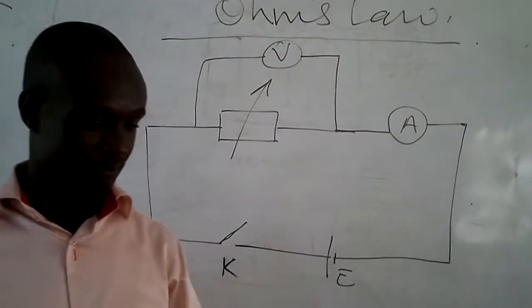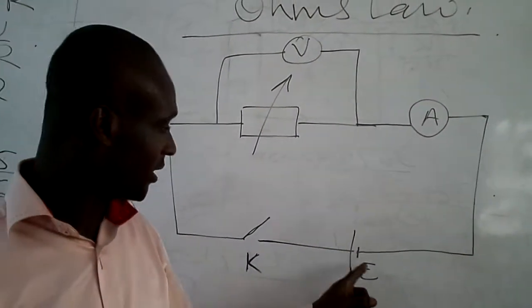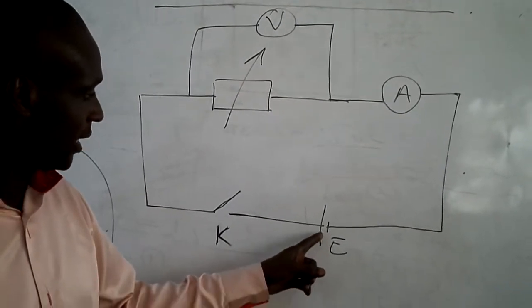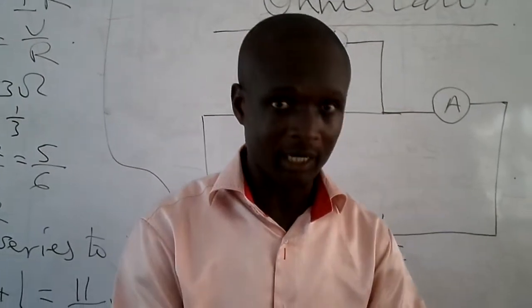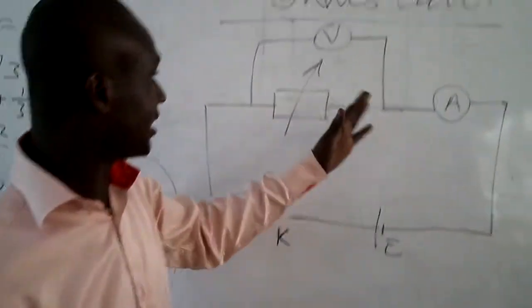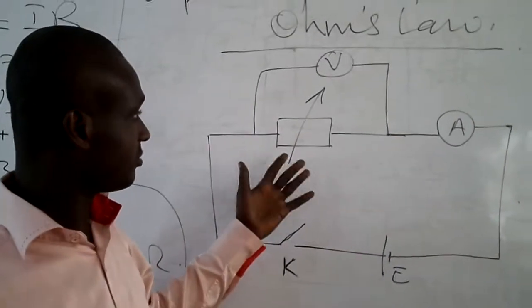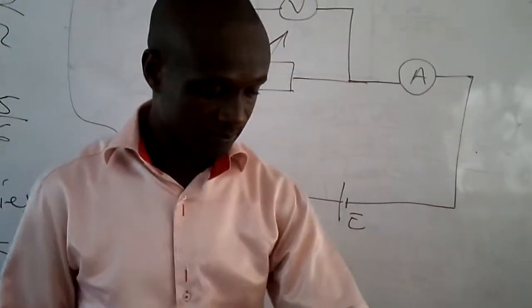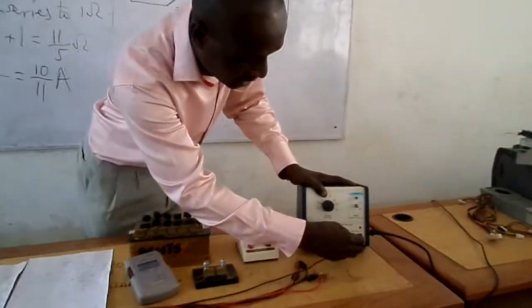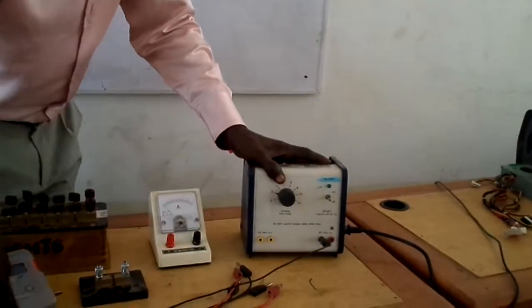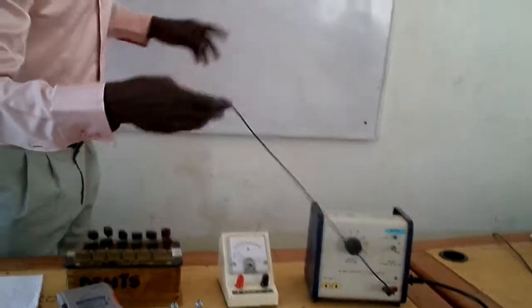We do the connection. Now, if you check the power supply, as we are going to connect the apparatus we have here, just like what you see on the board, the circuit on the board. So we connect the positive terminal of the power supply, the black spot, and connect it to the key.